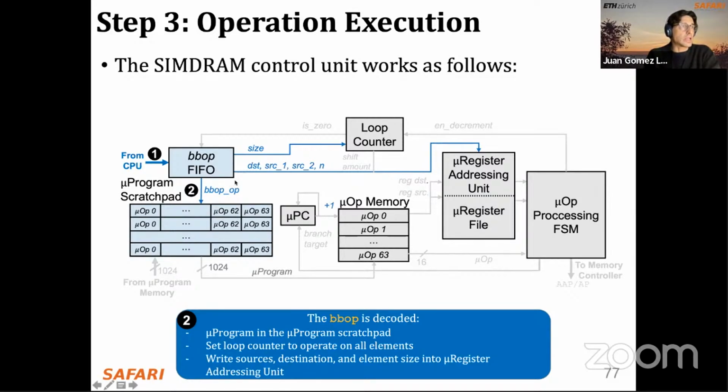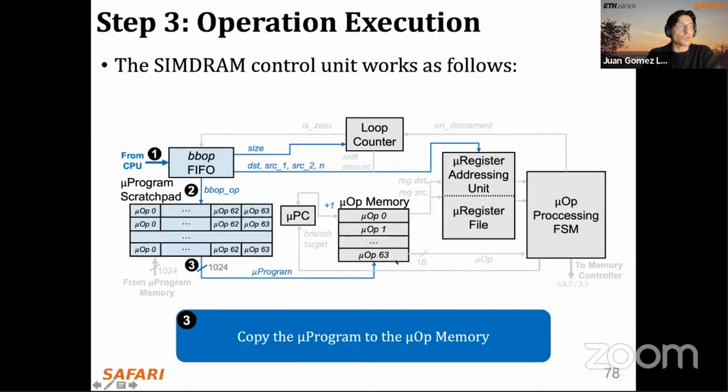And yeah, the last thing in this second step is to copy source and destinations and the element size as well to this register addressing unit. The element size is important because this register addressing unit will take care of how many times this microprogram that is stored in this micro op memory needs to be repeated, depending on the precision of the data types that we are using.